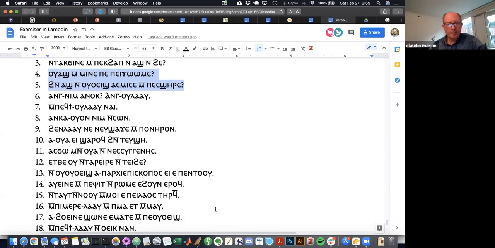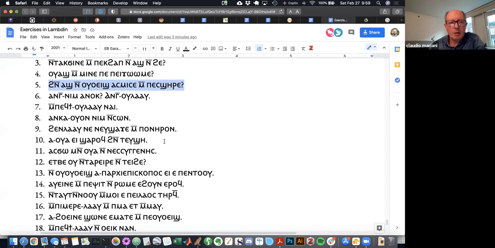Okay, number 4. Wash emine pepe shome. Of what sort is this book? Good. Yeah.